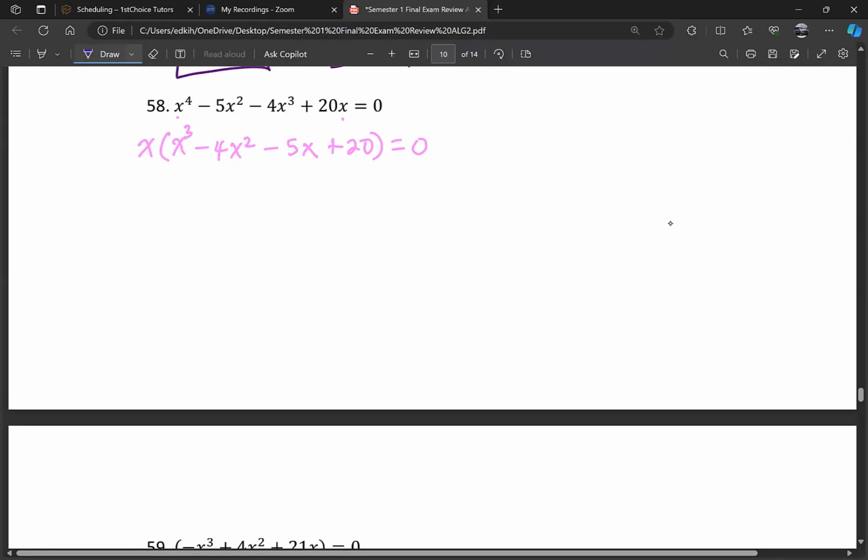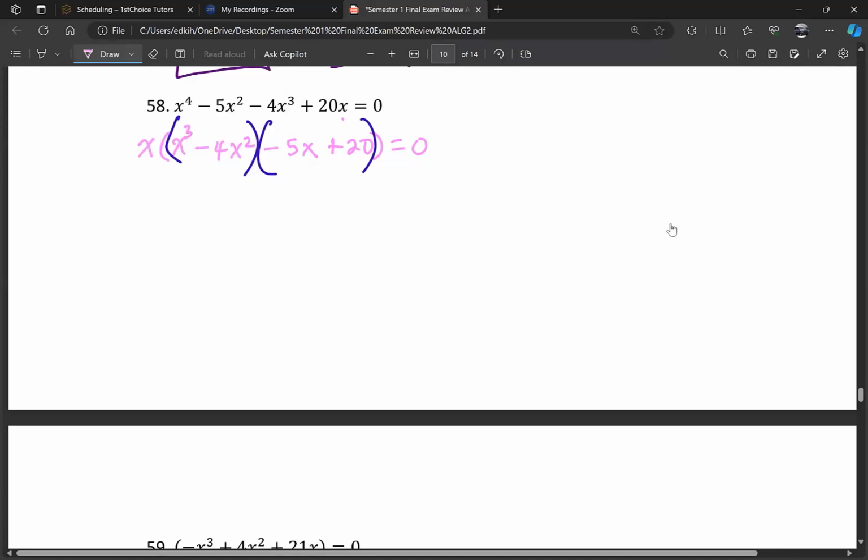You've taken out the greatest common factor, as we should. That's what we always do when you have an equation that you're trying to solve for. Take out the GCF. And then once you've taken out the GCF, examine what's left in the parentheses. So we have 4 terms. I'm going to group these 2 together and group those 2 together.